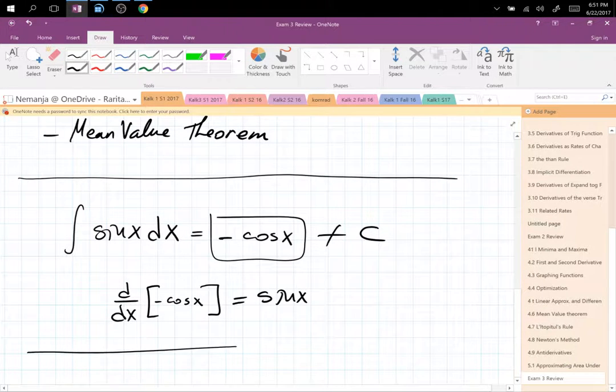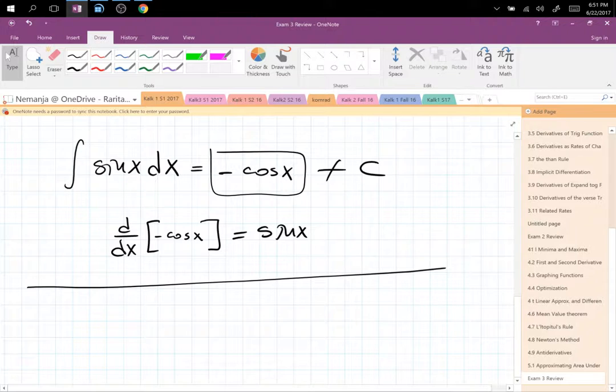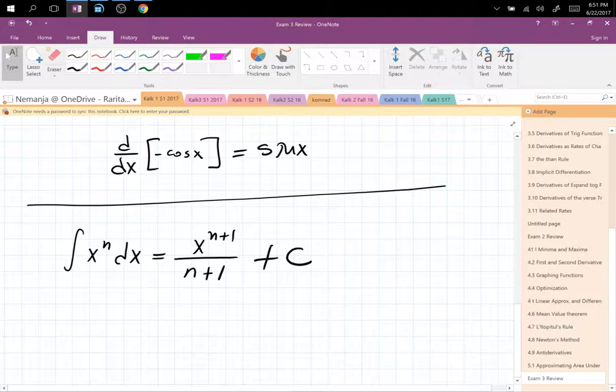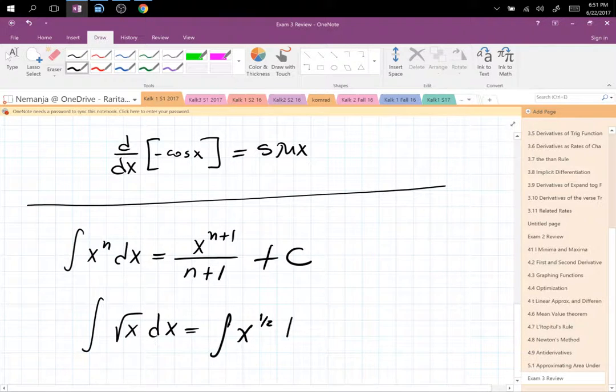It's backwards thinking. The only one that you have to memorize the formula for, because it's not backwards thinking, is x to the n, which is x to the n plus 1 over n plus 1 plus c. So if you have the integral of square root of x, that's the integral of x to the 1/2, which is x to the 3/2 over 3/2. I put the half on top right away, to avoid a double fraction.